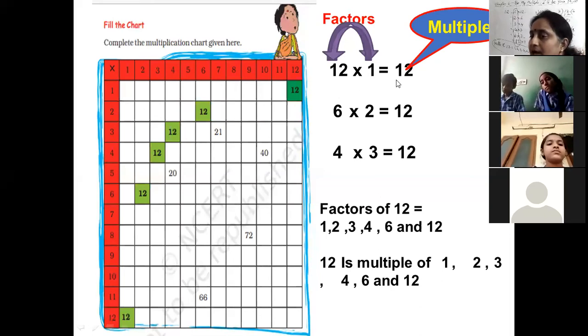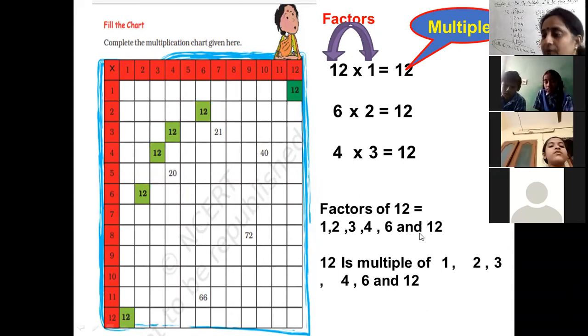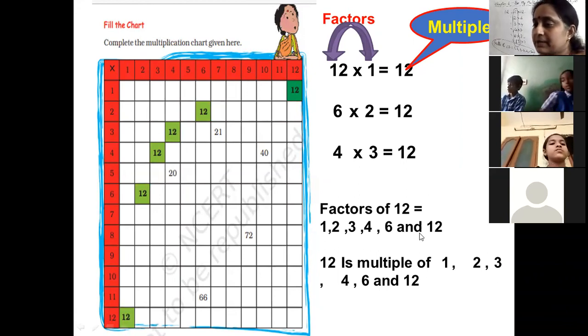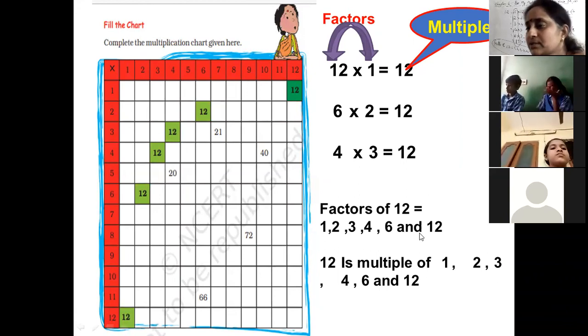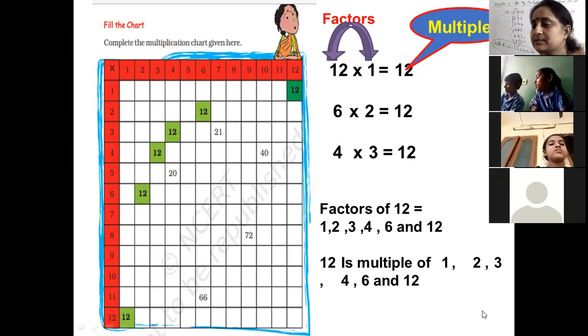And 12 is called a multiple of 1, 2, 3, 4, 6 and 12. And what are the factors of 12? 1, 2, 3, 4, 6 and 12 are the factors of 12. So this is the small difference between factors and multiples. If you know multiples, you can find the factors. If you know factors, you can find the multiples also. Okay?